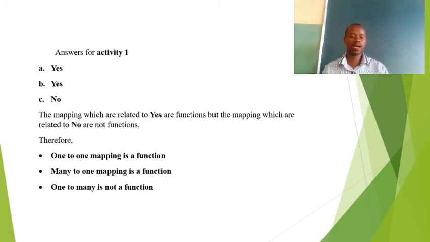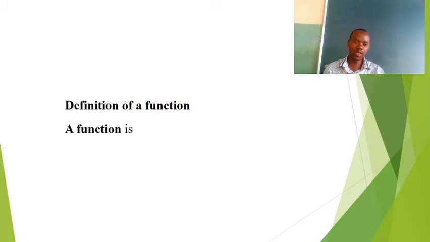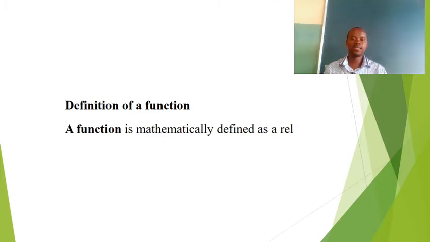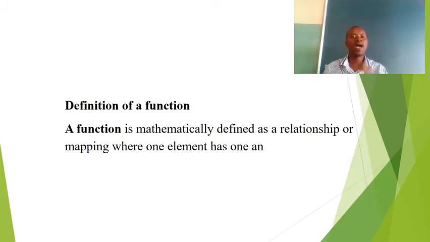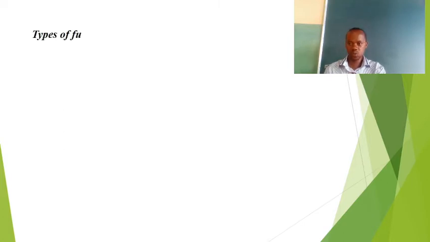And let us together see how we can define a function. Actually, we can define a function mathematically as a relationship where each element has one and only one image. The element which has the image must have one and only one image. You can see that the definition of a function is very simple and easy to know.